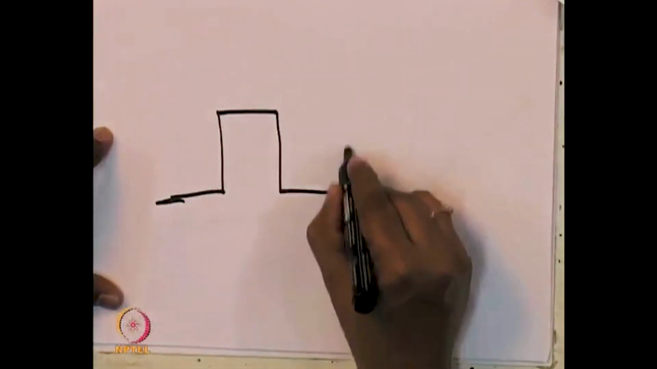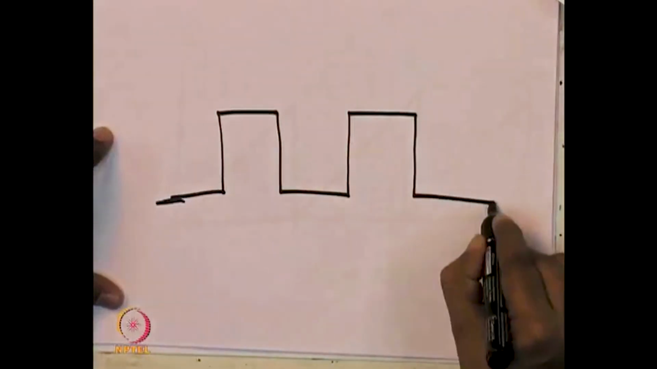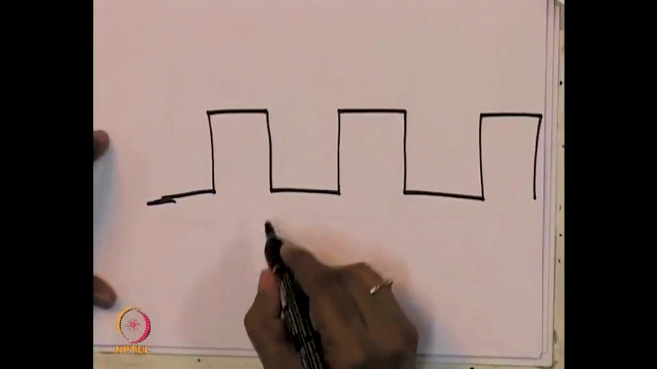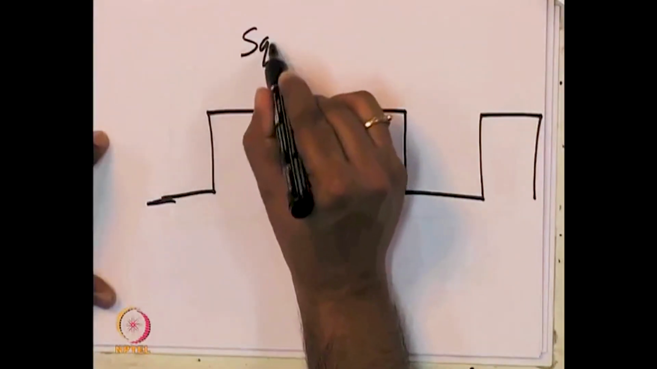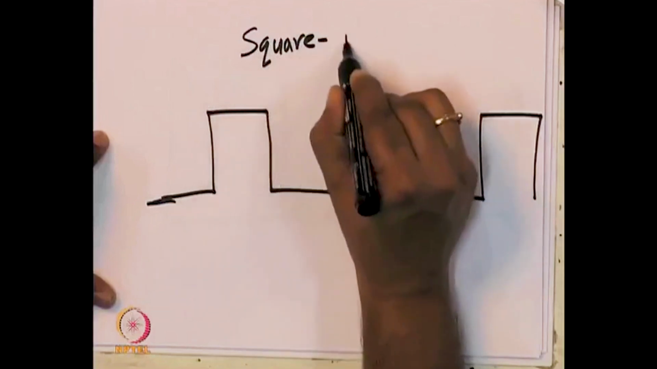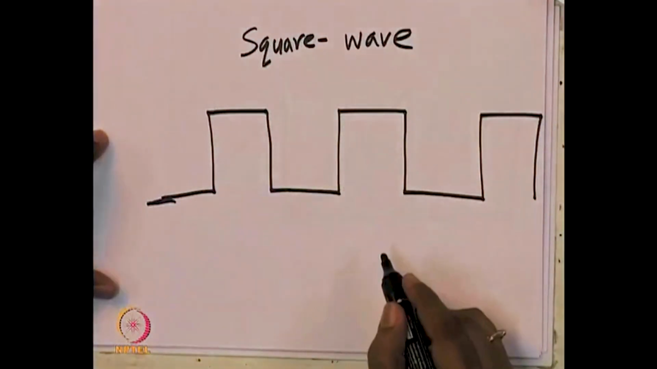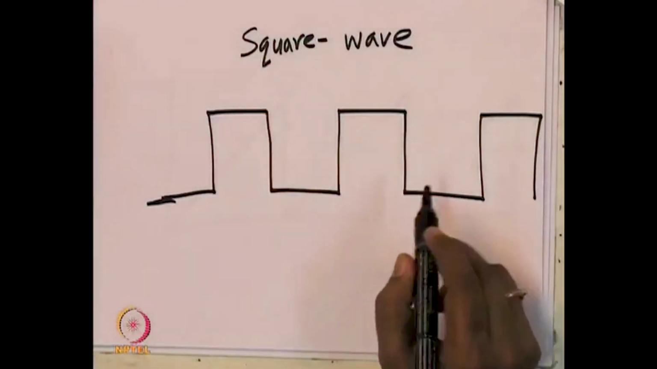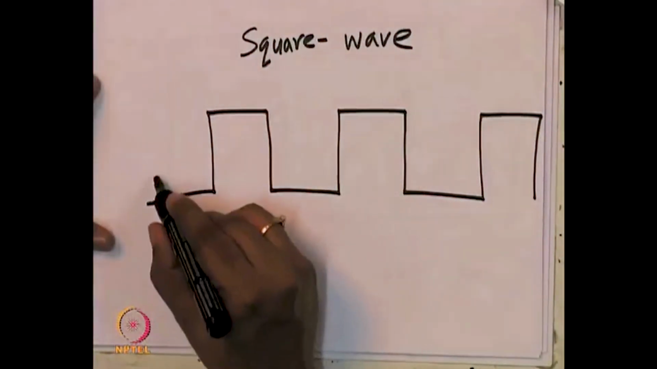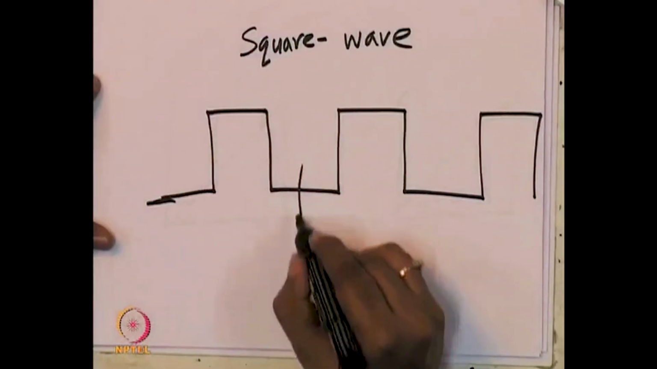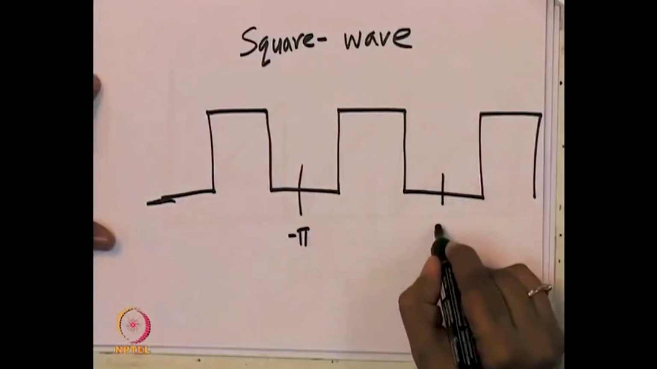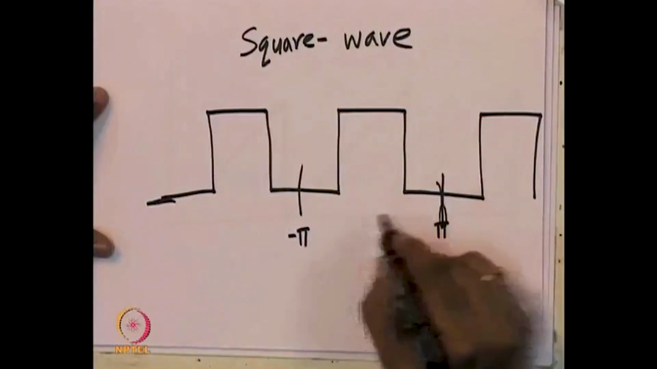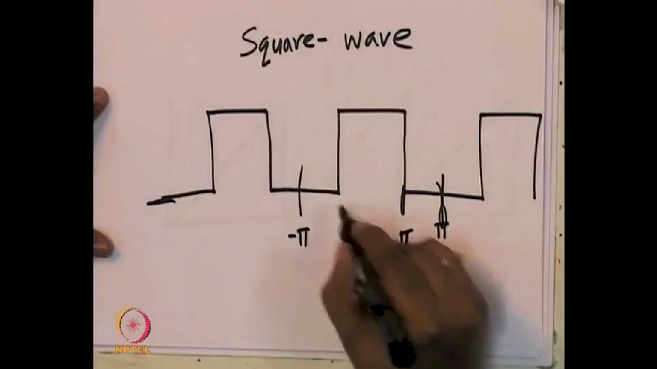If you do this, we can call this a square wave. So this looks like a square. So what is happening? Let's call this minus pi, and this plus pi. Sorry, let me call this minus pi, and let me call this plus pi. Let's call this 0.